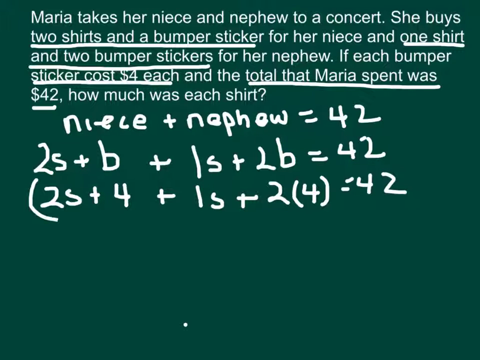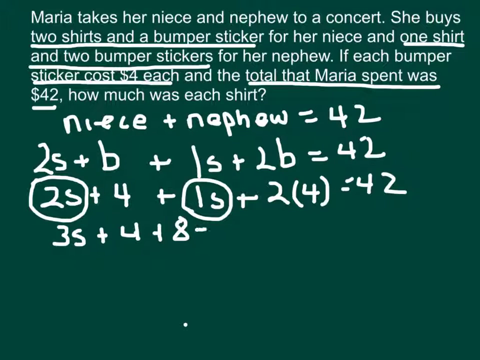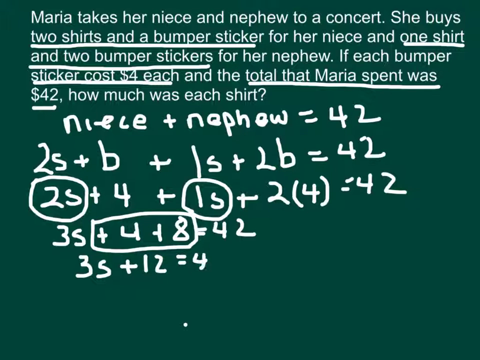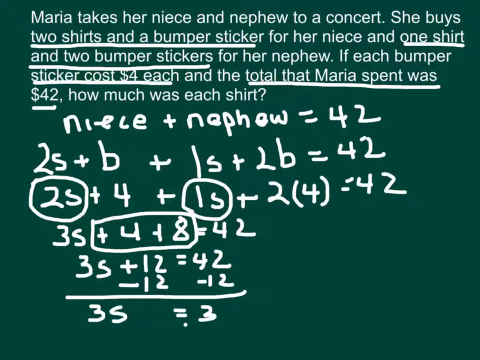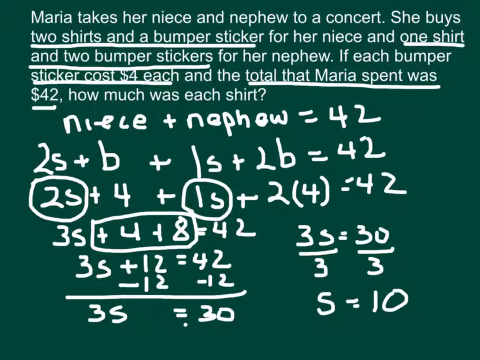And the first thing that we need to do is combine the like terms, 2s plus 1s. That gives us 3s plus 4 plus 2 times 4 is 8 equals 42. Then we can combine the 8 and the 4, and we get 3s plus 12 equals 42. We do the opposite operation to get rid of the positive 12, so we put minus 12 here. And we do it on the other side of the equal sign as well. That gives us 3s equals 30. I'll rewrite this as 3s equals 30. Then we divide by 3 on both sides, and that gives us s equals 10. So each shirt costs $10 each.